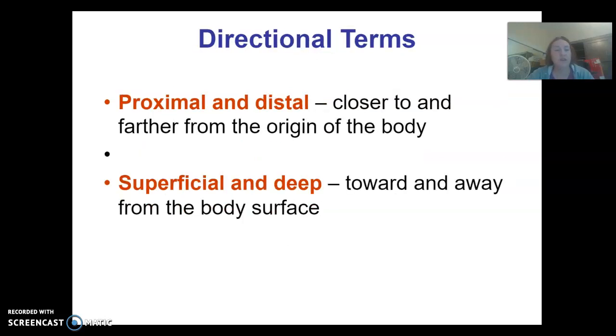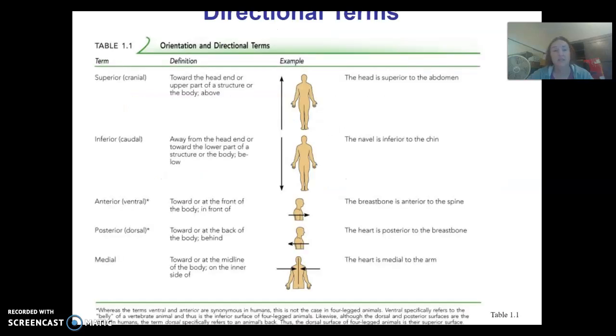And then we have some directional terms continued. We have proximal and distal, which is closer to and farther from the origin of the body. Superficial and deep, toward and away from the body surface. So it's really important that you know what each of these words mean, because you're going to need to know them for your assignment today.